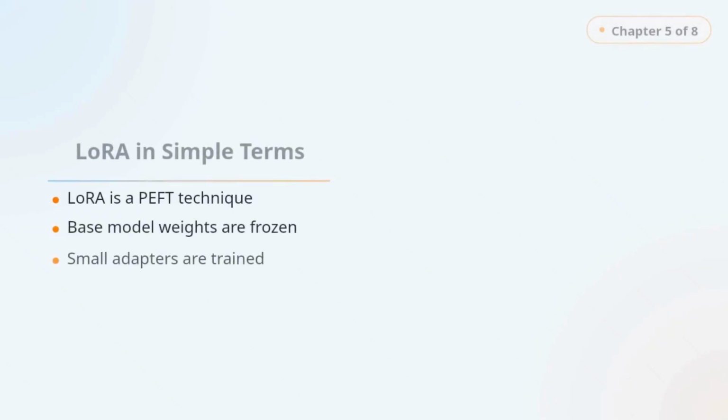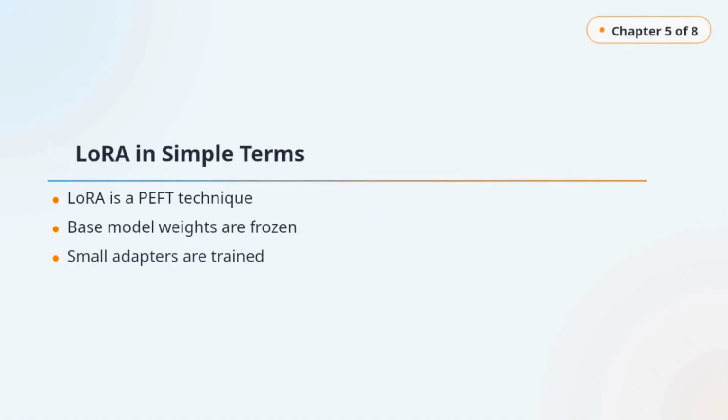LoRA, which stands for low-rank adaptation, is one of the most popular PEFT techniques. Instead of updating the original model weights directly, LoRA freezes the base model and adds small trainable adapter layers. These adapters learn the task-specific changes while the main model remains untouched. This is what makes LoRA much more efficient than full fine-tuning.